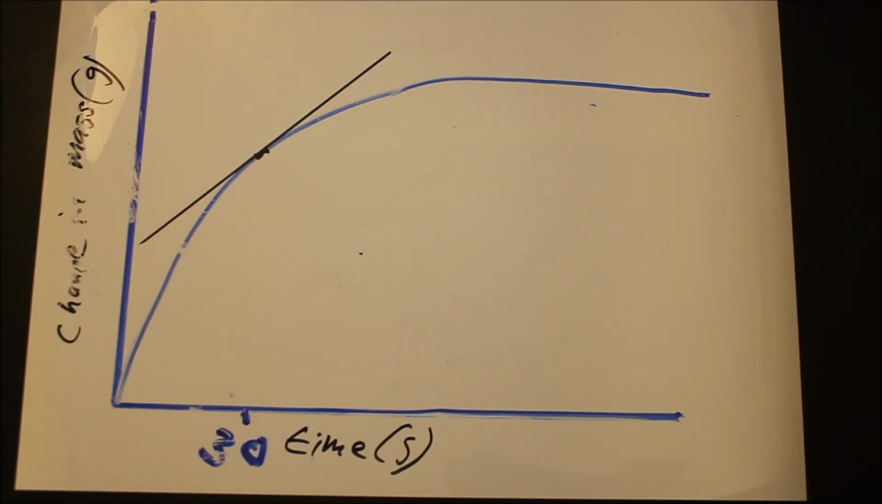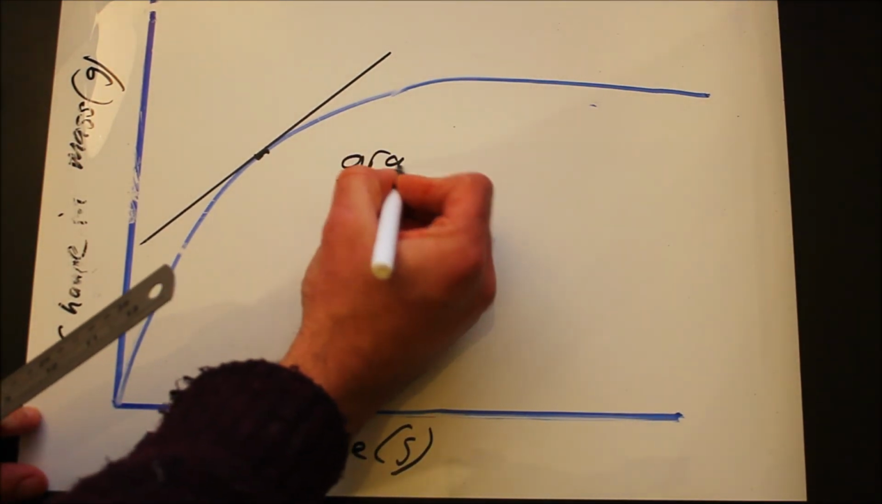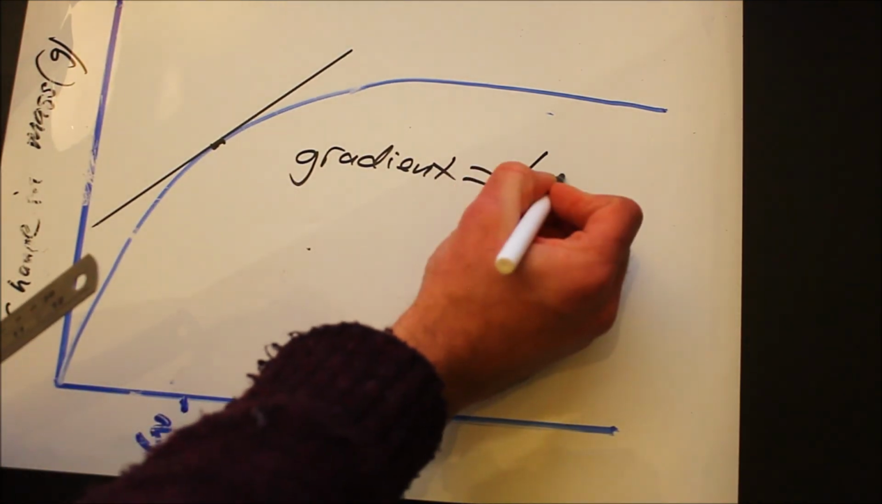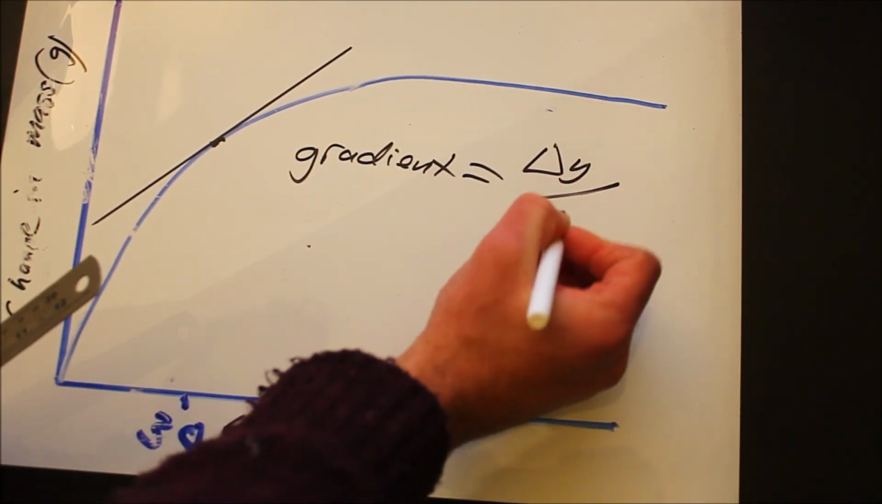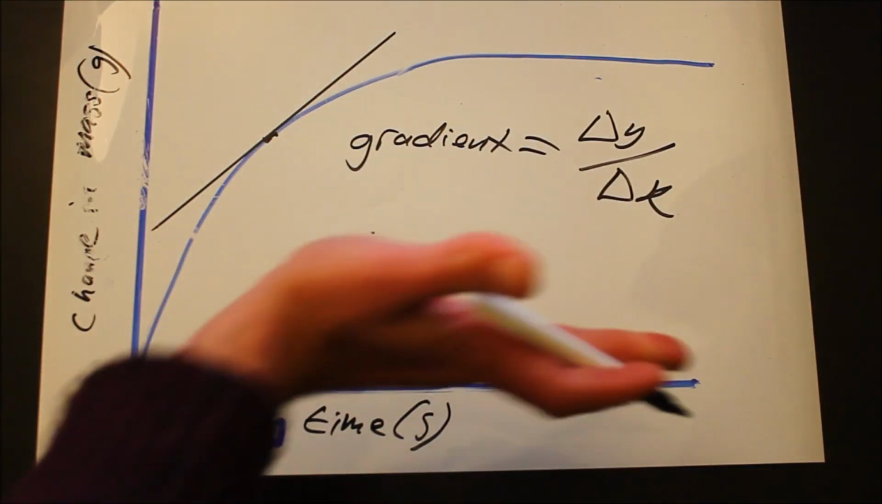Now we need to work out what the gradient of that tangent is, and this is actually quite simple. We're going to need a formula. The formula is gradient is equal to the change in y divided by the change in x. So y and x.